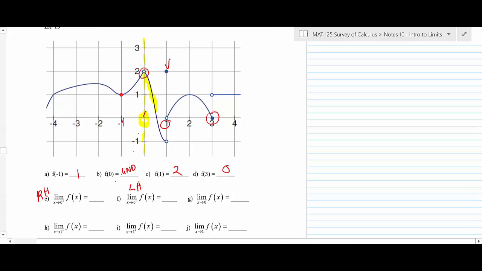Left-hand limit, as x goes to 0, what's that? 2 also. So therefore, what's the two-sided limit? 2. So that's easy. Once you know that they're the same, so is the two-sided limit. All right, now let's go to -1. I'll put a dashed line through like that.